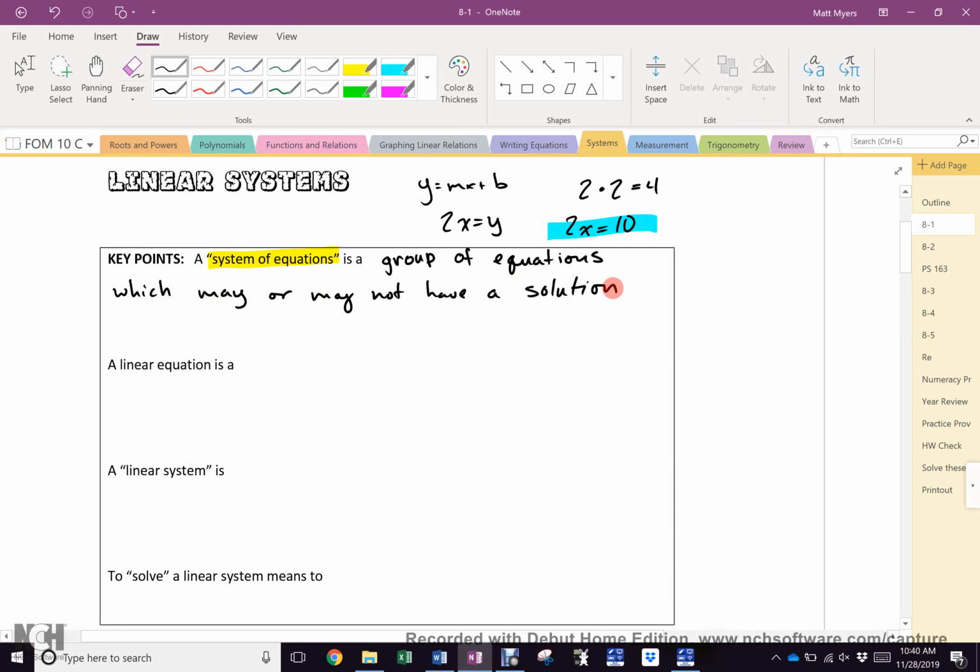What? How could it not have a solution? Well, let's do this. There is one equation, agreed? Here is a second equation. 3x equals 7. I'm going to highlight it in blue because it's part of the system. What is the solution to the 2x equals 10? 5. What is the solution to the red one? 3x equals 7. Pardon me? Of course it would be. What is the solution to the red one?